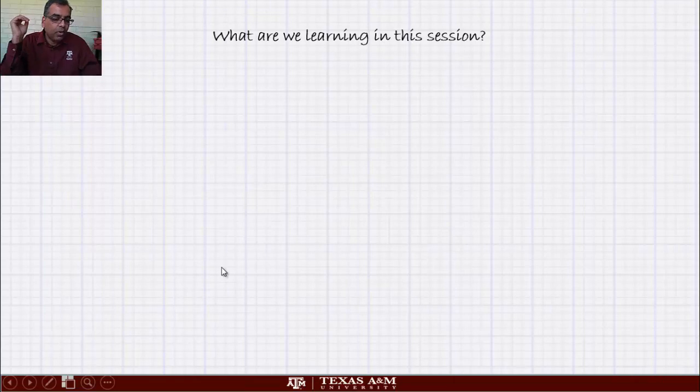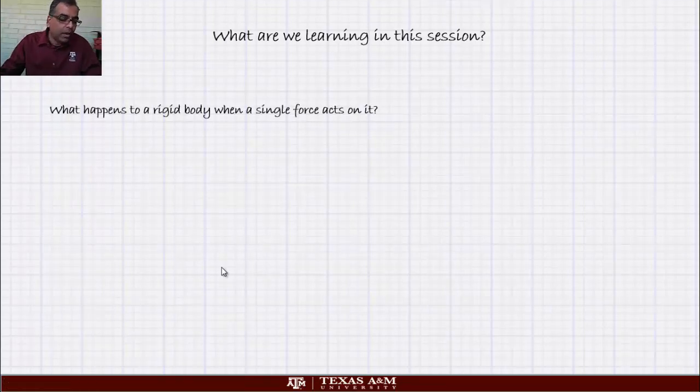Okay, first up, what are we trying to learn in this section? Item 1: what happens to a rigid body when a single force acts on it? You're thinking, what the heck? I mean, we know that it's going to move, but in your physics class, people only focused on particles. Now we're going to talk about rigid bodies. You will see that it moves in a slightly different way than you might expect, but it will become obvious to you when we look at it.